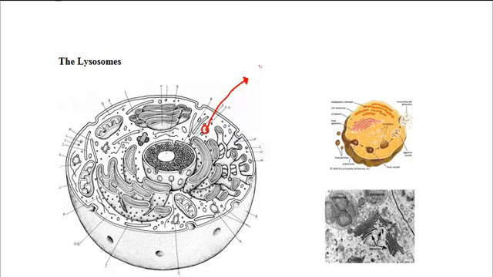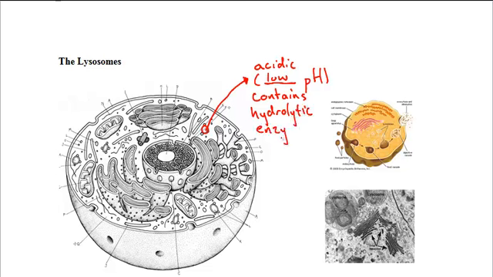I could tell you that it was acidic, which means it would have what pH? High or low? That's correct, low. Or I could tell you it contains something called hydrolytic enzymes. Those two things are a dead giveaway that you're talking about lysosomes.